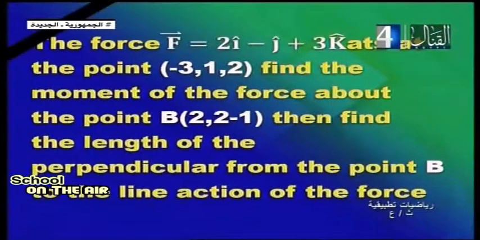Now we are translating to another example. The force F equals 2i minus j plus 3k acts at the point (-3, 1, 2). Find the moment of the force about the point B (2, 2, -1). Then find the length of the perpendicular from the point B to the line of action of the force.